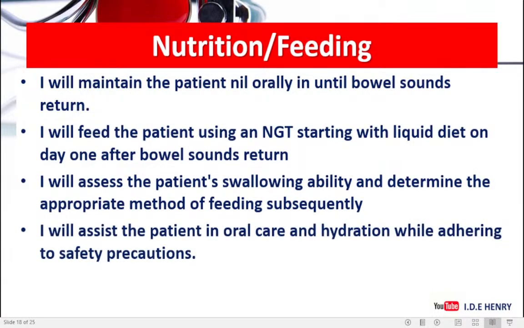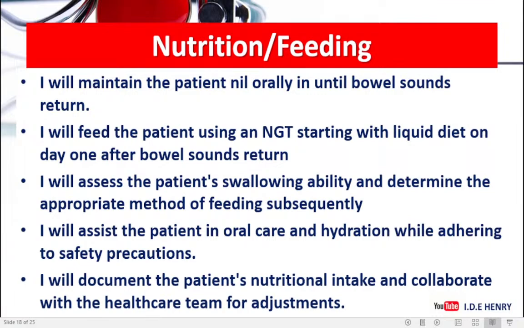Subsequently, I will assist the patient in oral care and hydration while adhering to safety precautions. And lastly, I would document the patient's nutritional status or intake and collaborate with the healthcare team for adjustments.